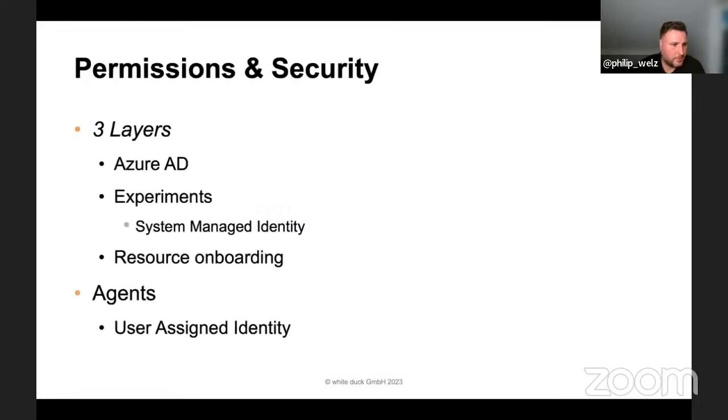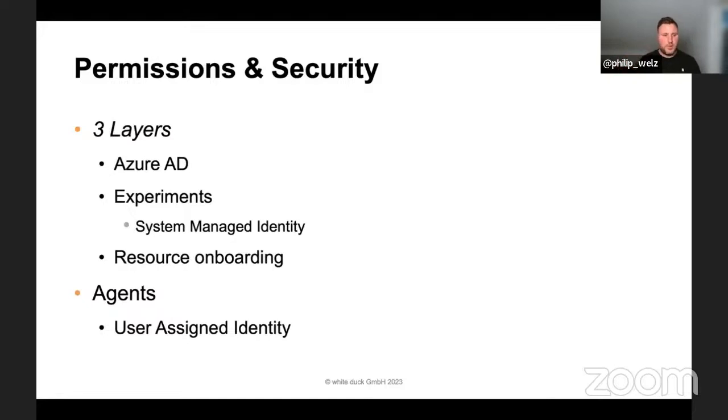Okay, next please. Yeah, permissions and security. There we have three layers integrated in Azure Chaos Studio. We have the Azure AD, so role-based access control. We can define with ABAC who can create faults, who can execute faults, the typical stuff which we know from Azure. We have system managed identities on the experiment.